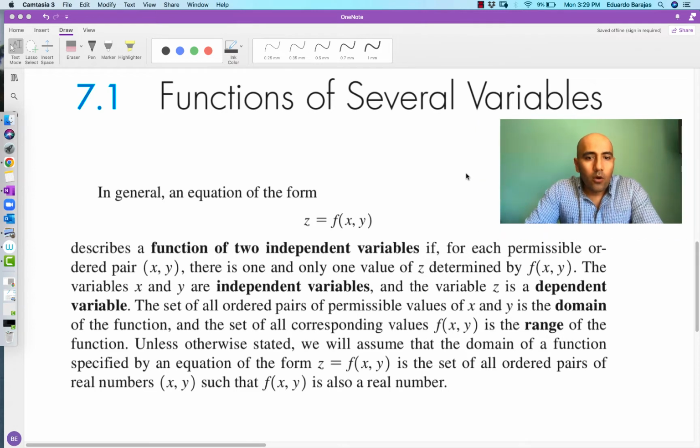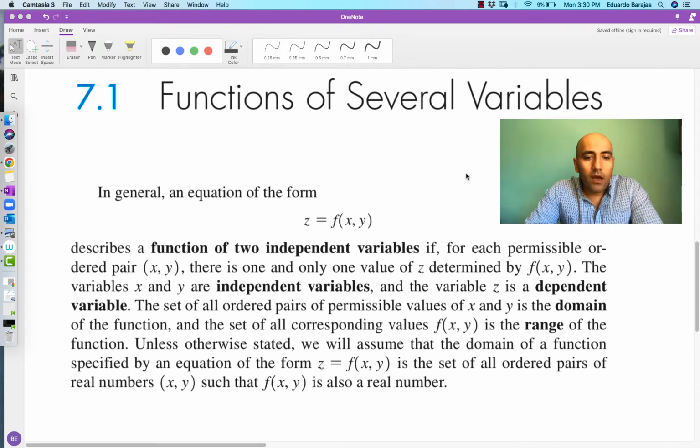Okay, so in general, an equation of the form z equals f of x comma y describes a function of two independent variables. If for each permissible ordered pair x comma y, there is one and only one value of z determined by the function f of x comma y, the variables x and y are independent variables, and the variable z is a dependent variable. The set of all ordered pairs of permissible values of x and y is the domain of the function, and the set of all corresponding values of f of x comma y is the range of the function.